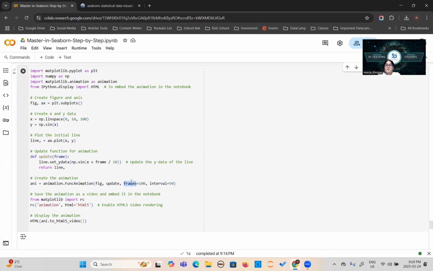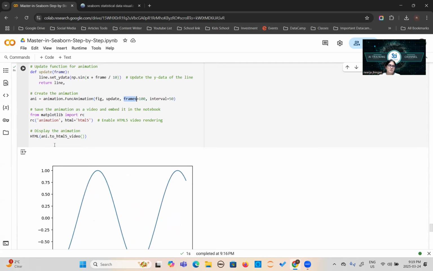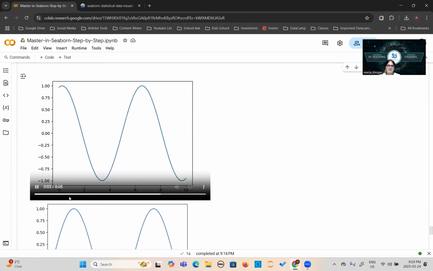How many frames to render to plot this graph? Okay, interval 50. After each 50 seconds, it will just keep on going. And then we are just converting it into the video HTML. Look at this. It is working like this. So it stops after each 50 seconds, and it will start working again. Okay, I think it got hung.